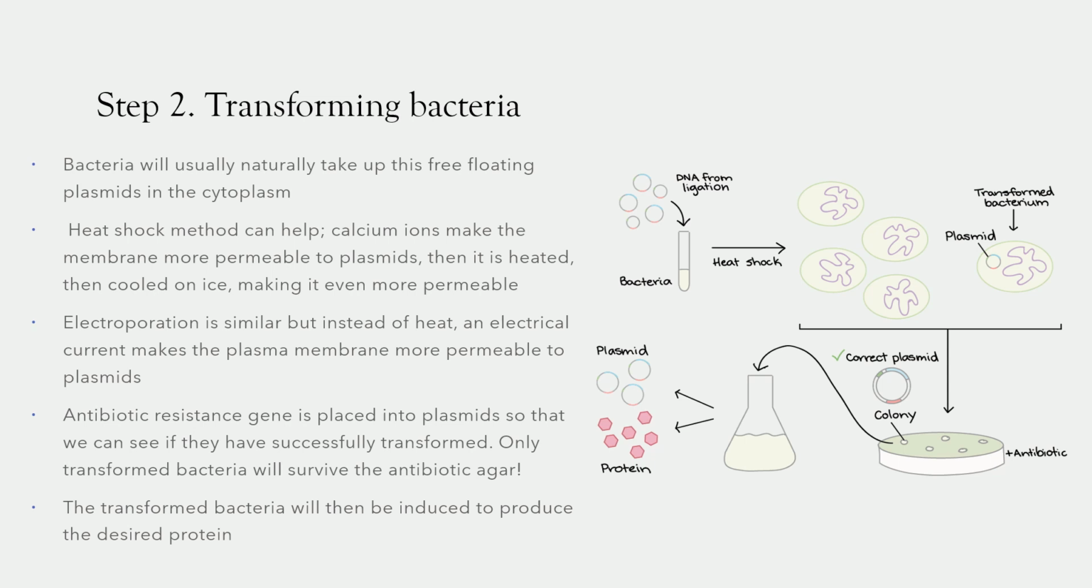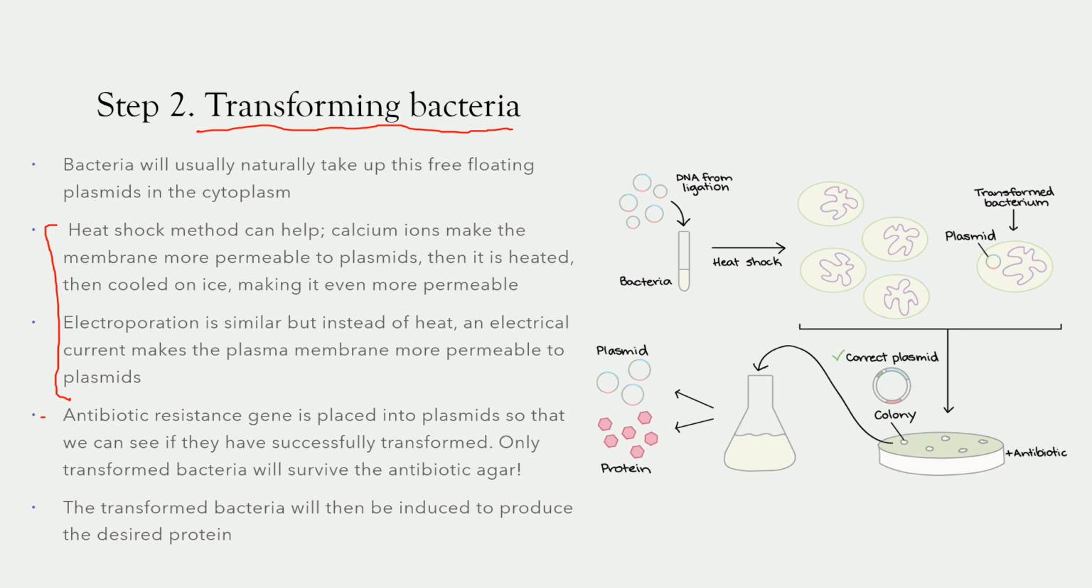Then we need to transform the bacteria. We've got this plasmid, and we now need the bacteria to successfully take it up so that they can start replicating it. Bacteria will usually naturally take it up if it's free floating, but we can use a couple of different methods to make sure that it takes it up. We can use something called heat shock. When we heat the plasmids, it makes the bacteria more permeable and more ready to take up the plasmid. Or we can do something called electroporation, which is a similar concept. We use an electrical current to make the plasma membrane more permeable for bacteria to take up the plasmids. So we can speed this process up.